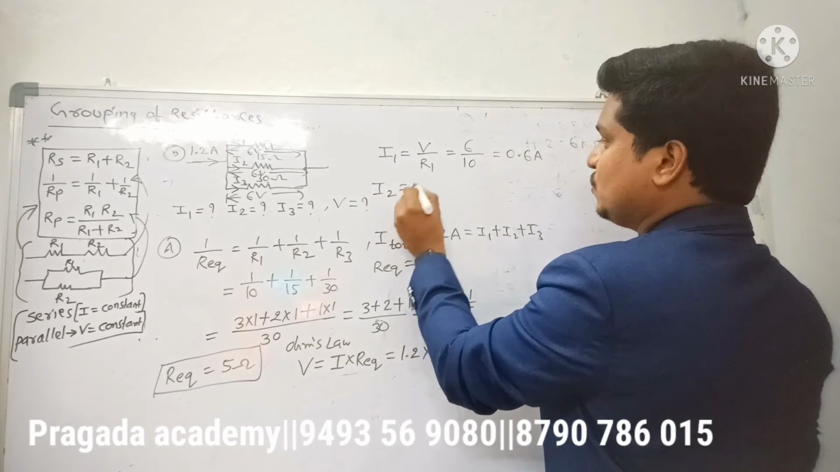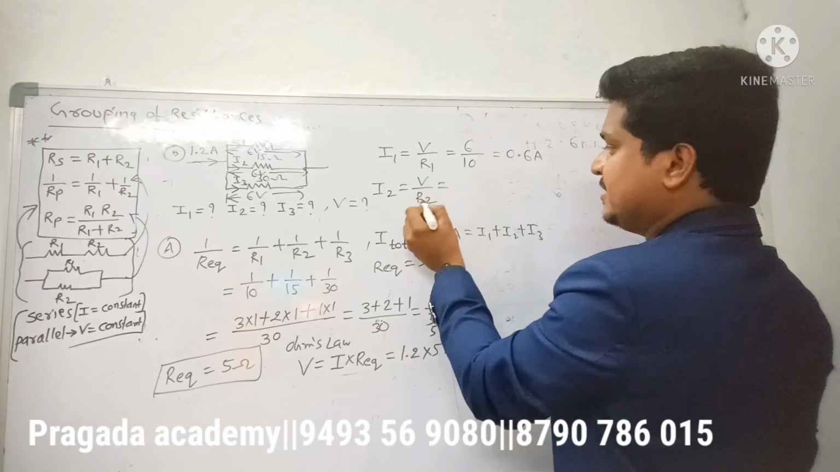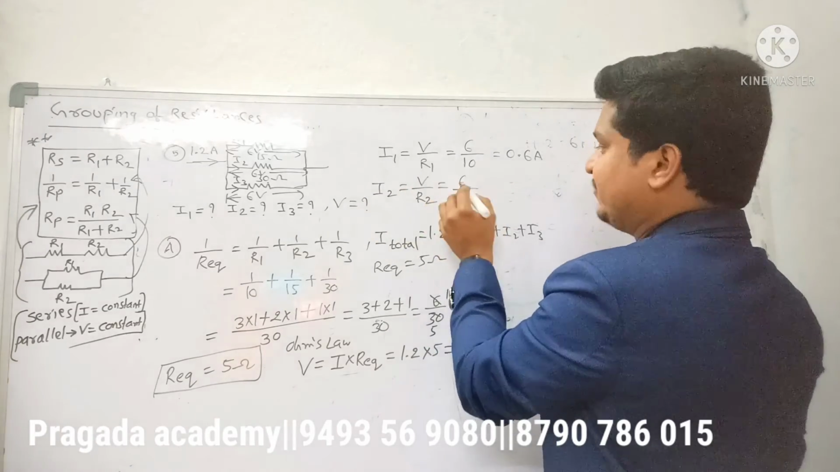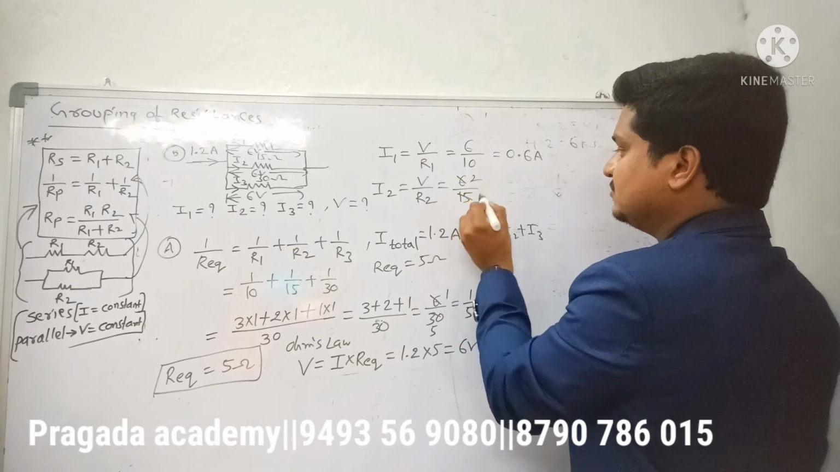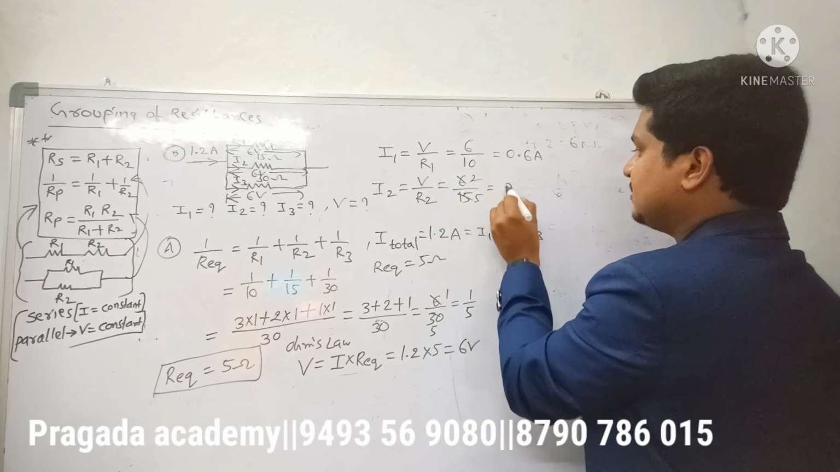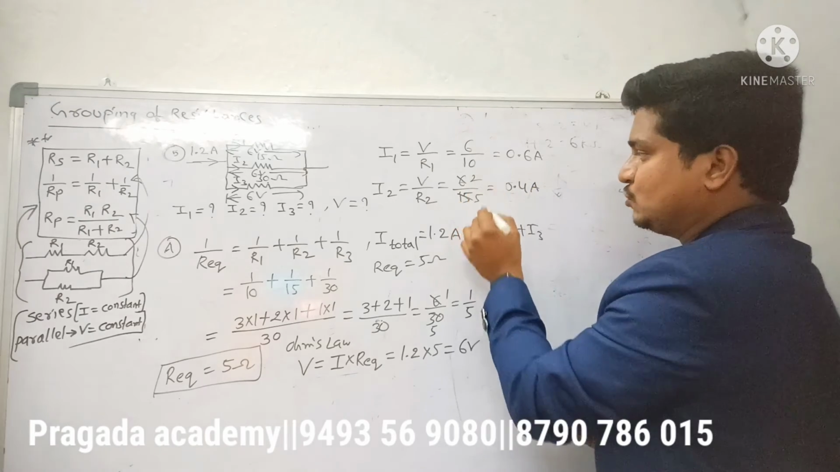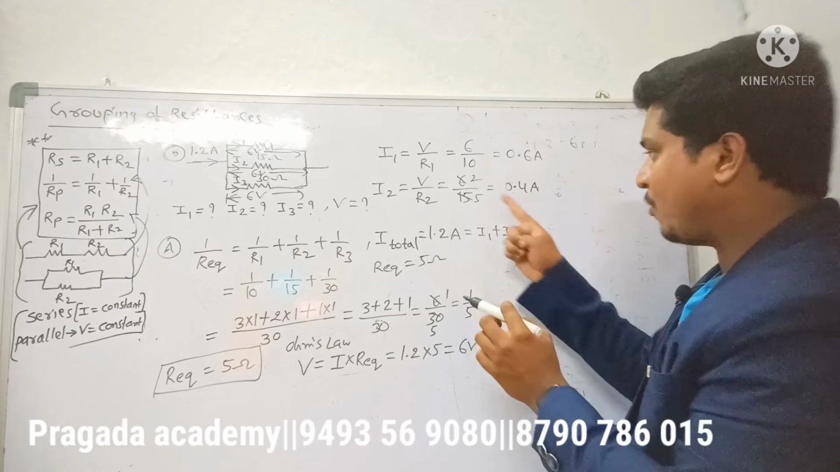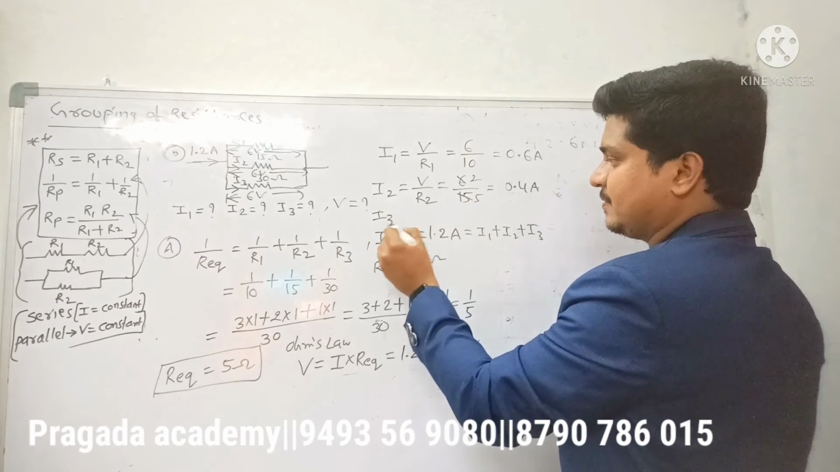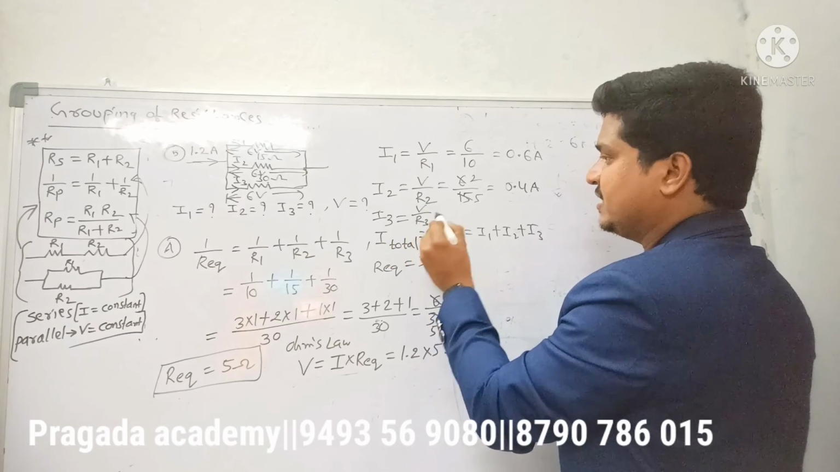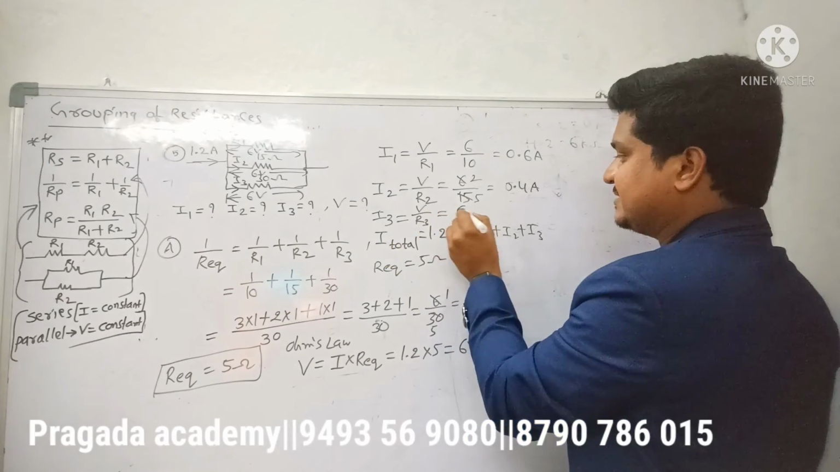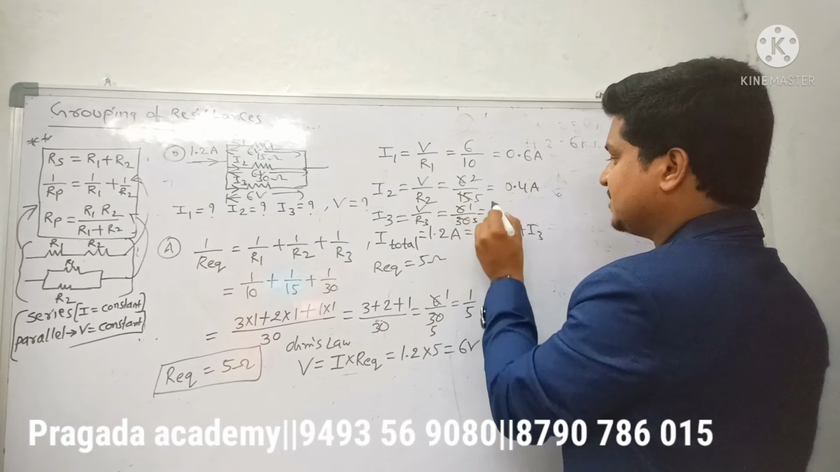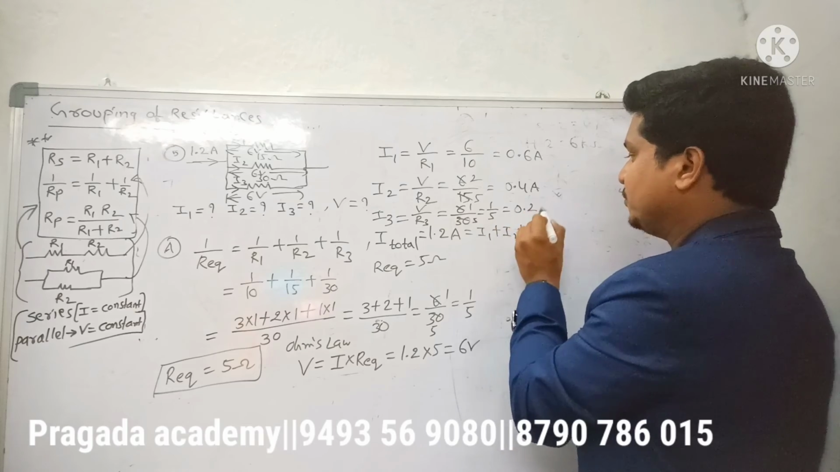To find I2, V by R2. Voltage is constant and R2 value we need to write. Voltage value 6, R2 is 15. So 6 by 15, which is 2 by 5, nothing but 0.4 ampere. I3 is nothing but V by R3. V means voltage 6, by R3 which is 30. So we will get 6 by 30, which is 1 by 5. 1 by 5 is nothing but 0.2 ampere.